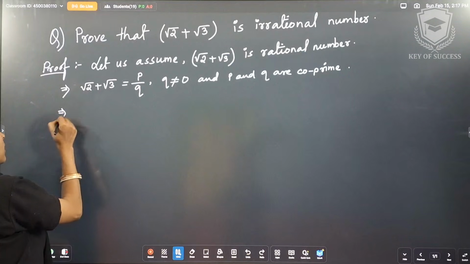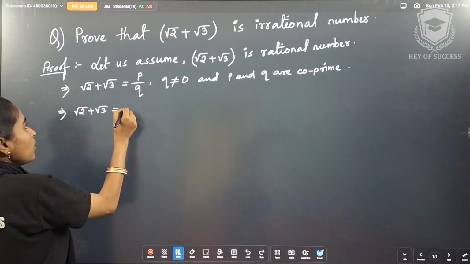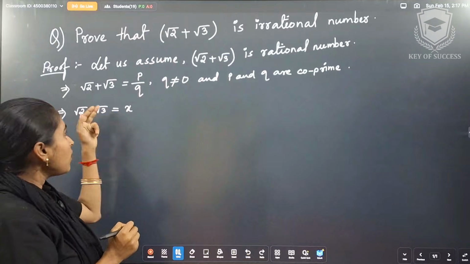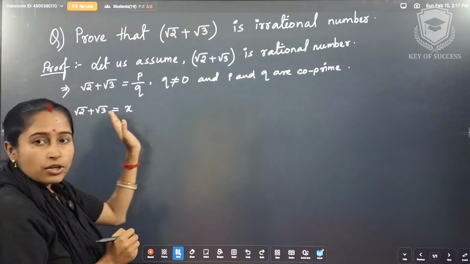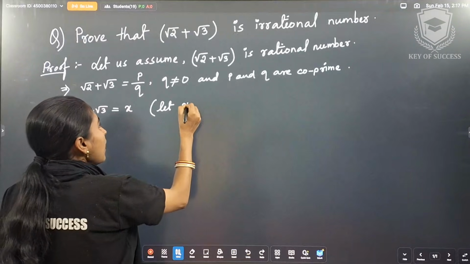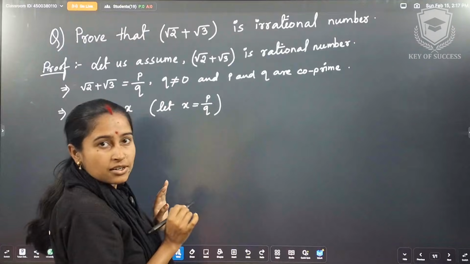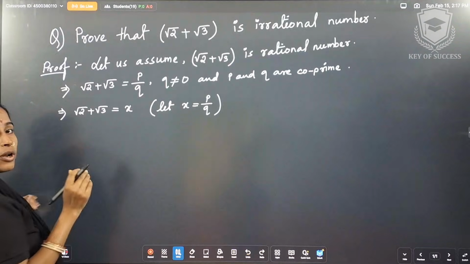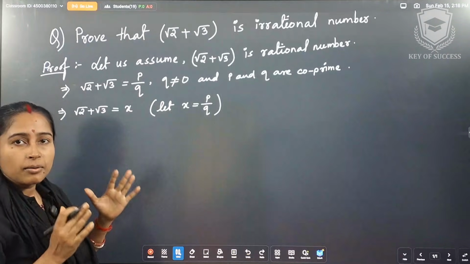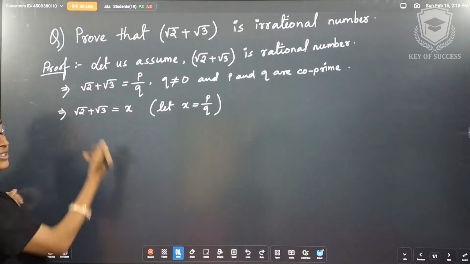Now we will take root 2 plus root 3 equal to x. Instead of p by q, now I am writing x. That means x should be equal to p by q. That one we will write in brackets here: let x equal p by q. Now p by q I am taking as x, so that the calculation becomes easier. You can solve with p by q, no problem in that, but the calculation will be a little bit complicated.